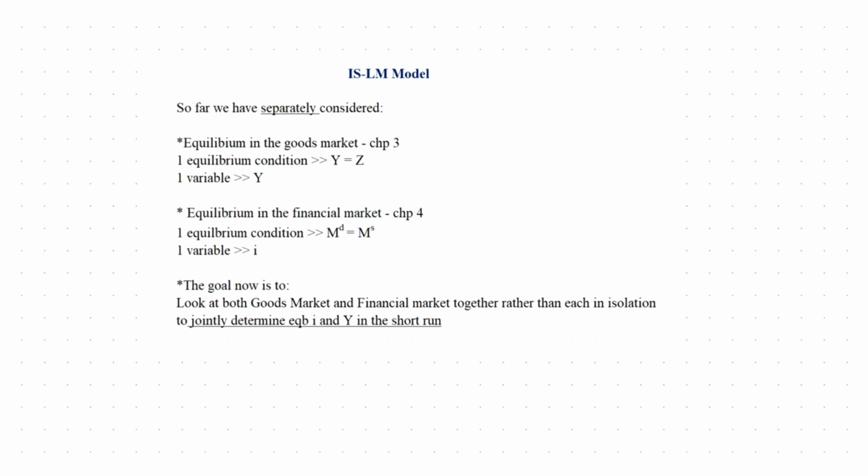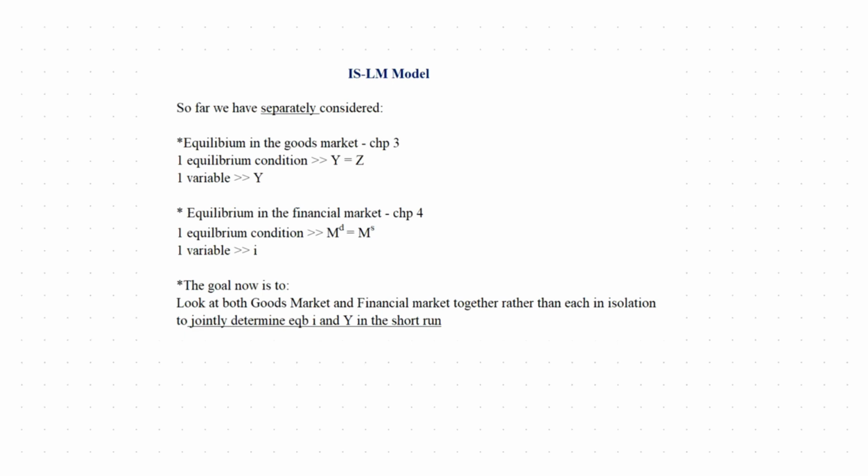Then we separately looked at equilibrium in the financial market in chapter 4. We had one equilibrium condition here, money demand is equal to money supply. This was our equilibrium condition for the financial market. And here we had one variable, interest rate. So in chapter 3, we focused on output. In chapter 4, we focused on interest rate.